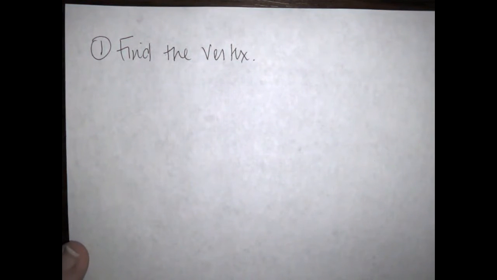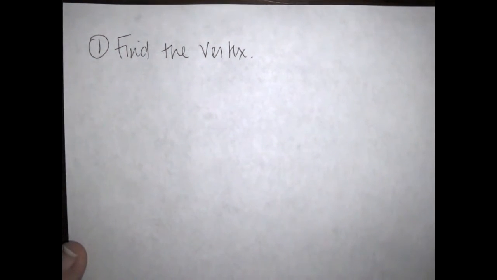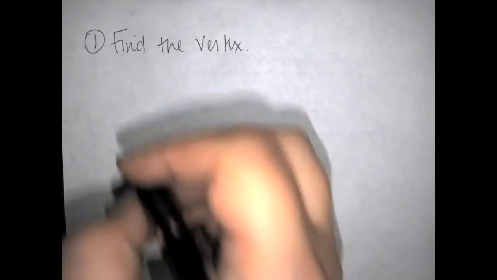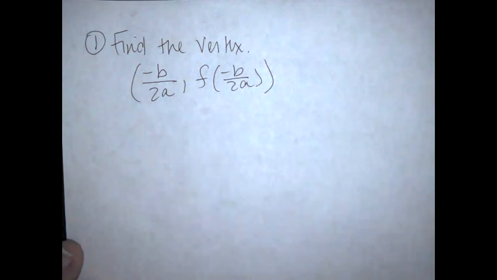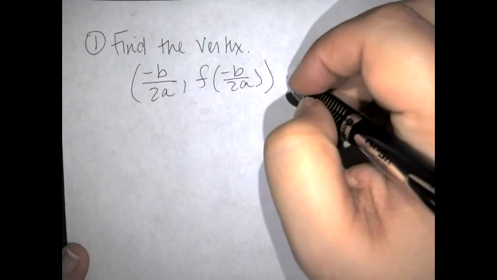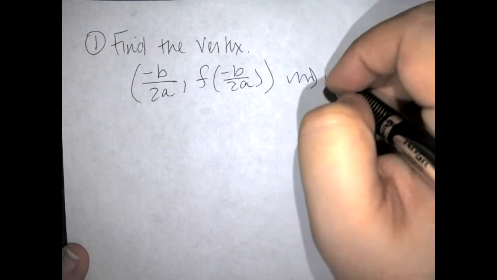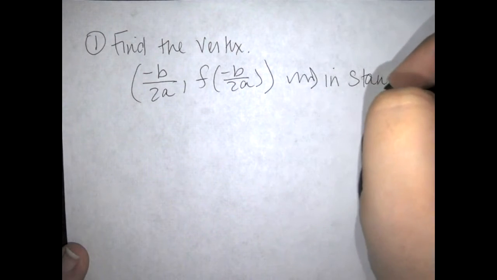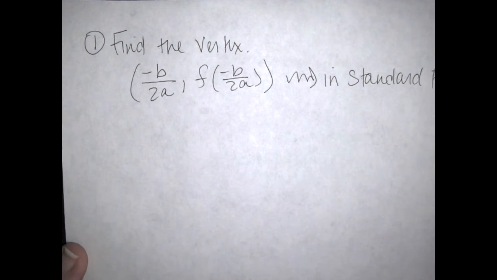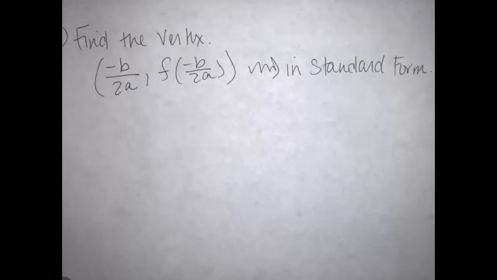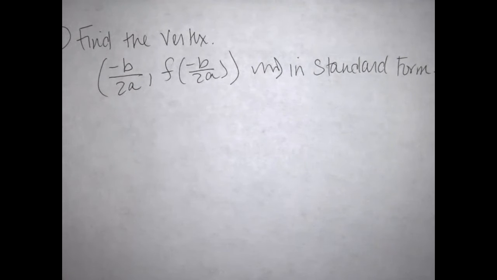Well, in order to find the vertex, that means that we first have to remember the vertex formula. Vertex formula is negative b over 2a, function at negative b over 2a. And this helps if you are given a function that is in standard form. Okay, so that's what that's going to help, is if you're given a function in standard form.